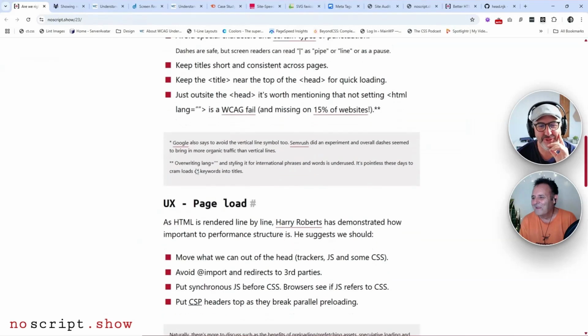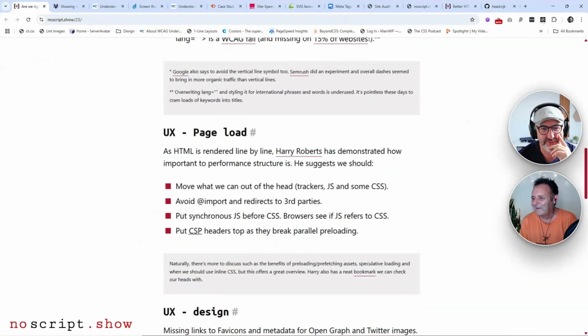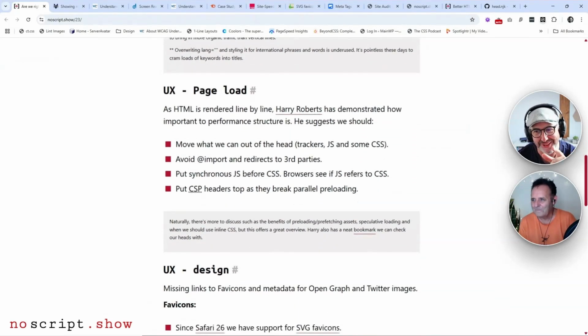Okay, moving on. UX page load. I see you've got a dash there. Well done. No piping. Sorry.